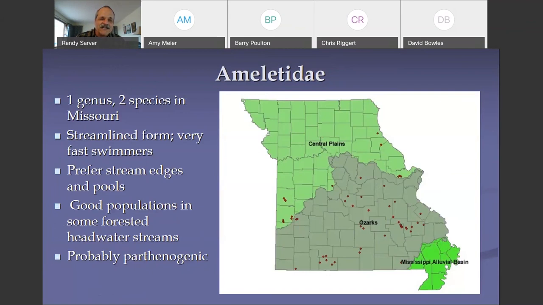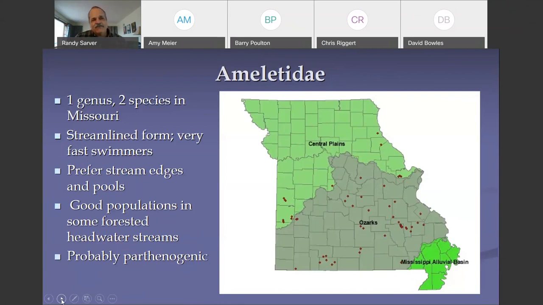Doing some studies down in the Ozarks in some very, very small streams that dry out during most of the summer, they're very common right now. As a matter of fact, they're emerging right now. That's another reason we don't run across them often, because they emerge early in the spring in these very small streams.